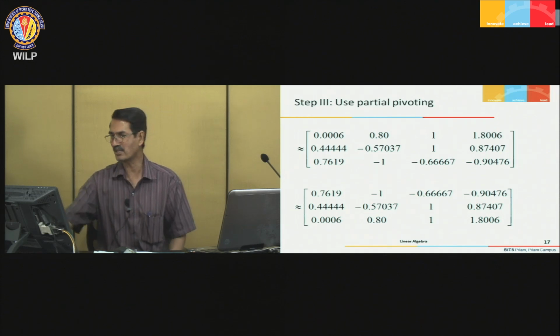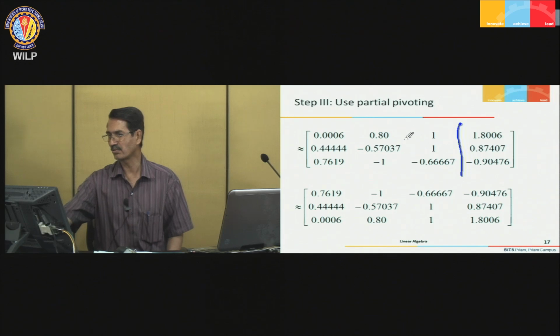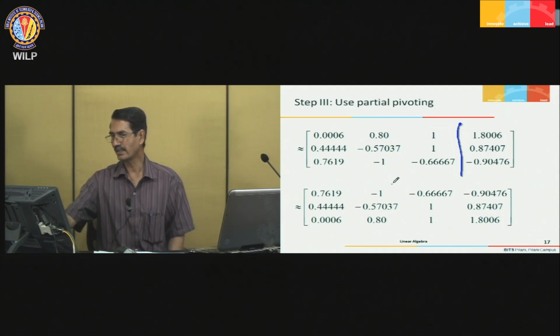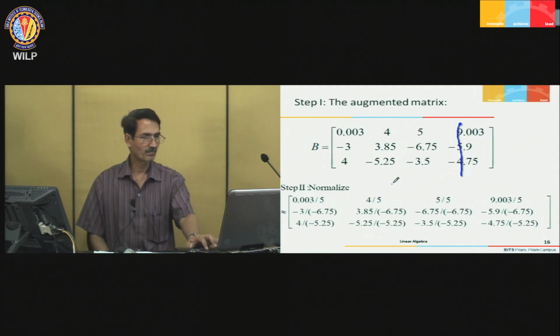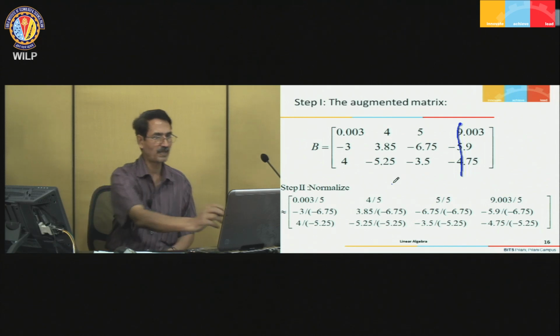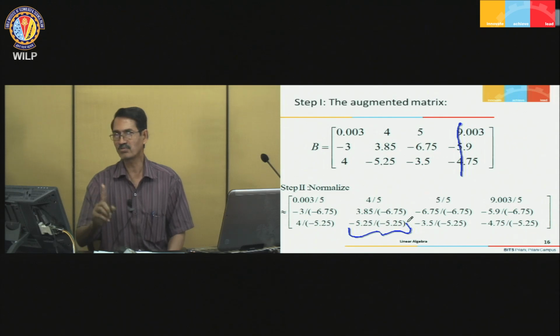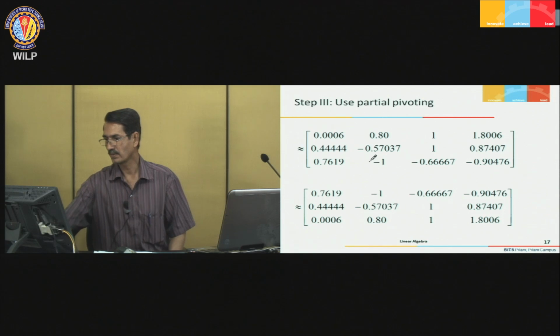Why is it in normalized form? Look at this matrix A. The highest element in every row is 1, 1. Here it is 1, here it is minus 1. Even if it is minus 1, let me check. Look at here, minus 5.25 by minus 5.25. So, this is 1 in fact. So, this is plus 1.